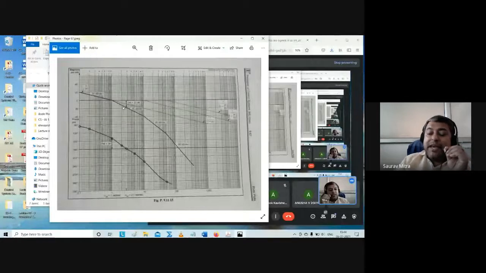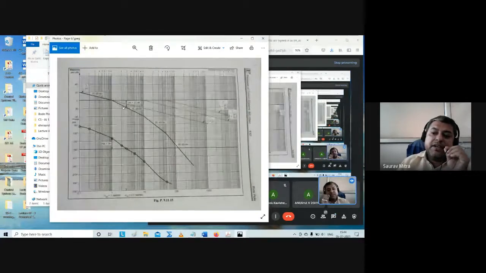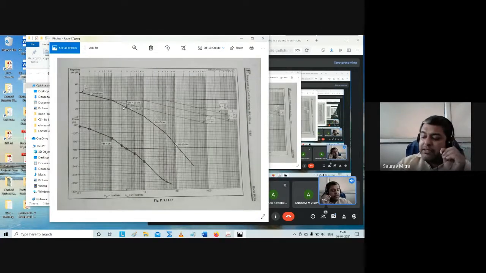So 20 log x is equal to 10. From there just find out the value of x. Or you can say 20 log k is equal to 10. How can we find the value of k? So log k is 10 by 20, that means 0.5. Log k is 0.5. You can find the value of k from there.